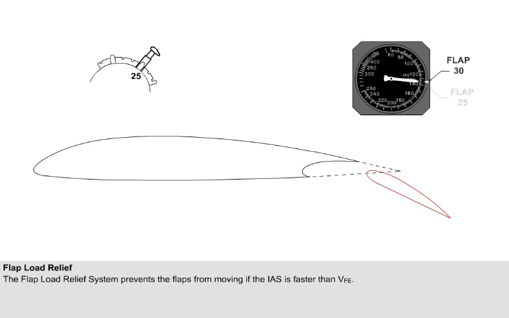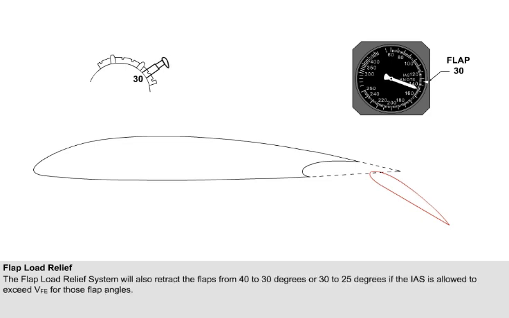The indicated airspeed is now reduced to VFE for flaps 30. When flaps 30 is selected, the flaps move down to 30 degrees. But if the indicated airspeed is allowed to increase, the flap load relief system will drive the flaps back to flaps 25. If now the indicated airspeed is reduced to VFE for flaps 30, the flaps will move down to 30 degrees of flap again.